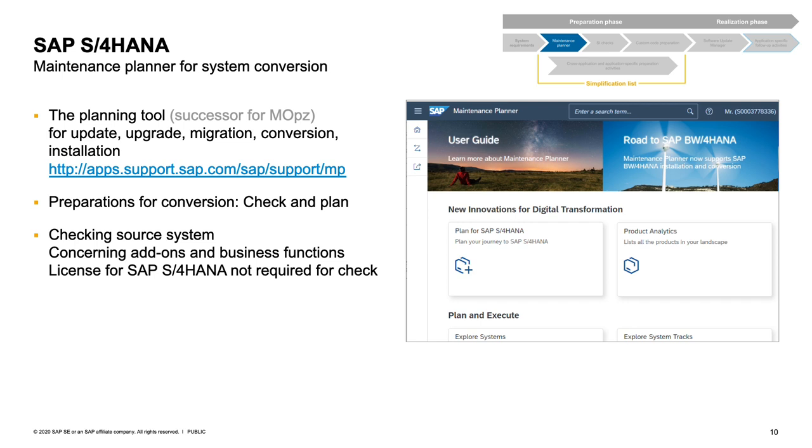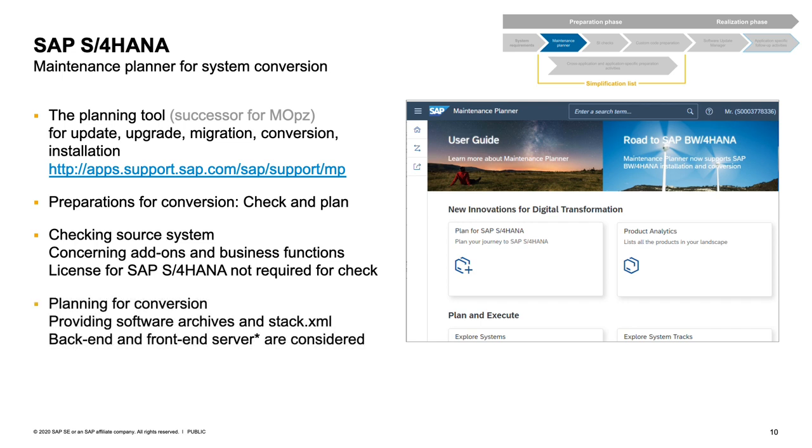Especially this check is the same check that the readiness check is executing, so checking whether the add-ons and the business functions are fine. If the check is green and if the S/4HANA license is already there, then you can proceed and do the planning. That means the maintenance planner will calculate and provide the required software archives and what we call the stack XML. So the recipe for the software update manager later to execute the technical conversion. In this planning, the maintenance planner will consider the backend software for the S/4HANA backend server, as well as the frontend server for the Fiori software.